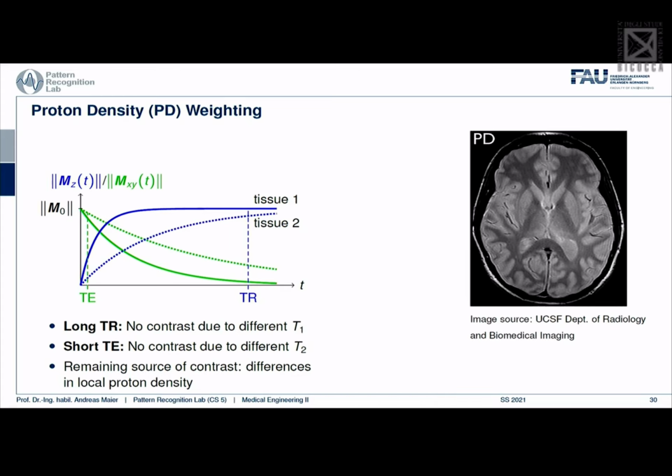There is a third possibility, which is what's called proton density weighting, which is long TR, so you don't have any contrast due to different T1, and short T echo, so you don't have contrast due to T2. So what you get is the number of hydrogen nuclei. This is generally the least interesting contrast, and this is why it's called proton density weighting, because it's influenced exclusively by the number of hydrogen nuclei there.